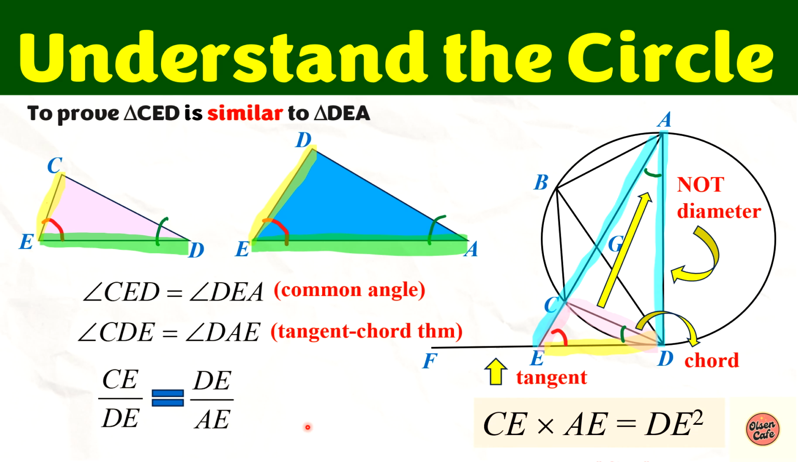So with this equal ratio, if you make some observation, you will notice that I actually got the answer already. All I need to do is cross multiply, and there I get the answer. So from here, I'm able to prove that CE times AE is equal to DE squared, and we are done.